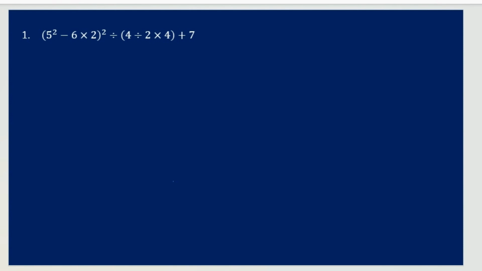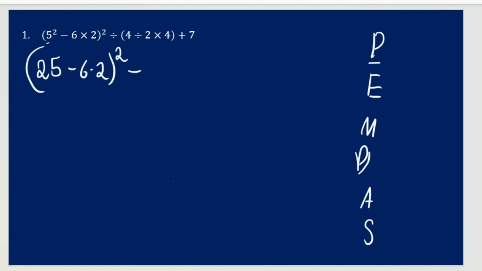But which parentheses? The first one, 5 squared minus 6 times 2 squared. Yeah, so first, inside these parentheses, we still want to follow the trick, PEMDAS. So here we're going to solve one parentheses, and then we want to solve exponents inside that parentheses. 5 squared is 25. Correct. So 25, and then minus 6 times 2 whole squared, divided by another parentheses, 4 divided by 2 times 4, whole plus 7. Okay, now inside these parentheses, after exponents comes multiplication, and 6 times 2 is 12. Yes, and then whole squared.